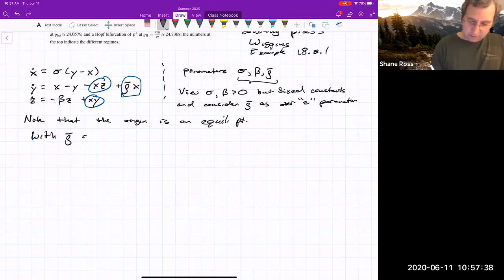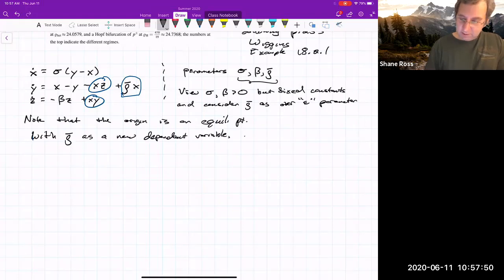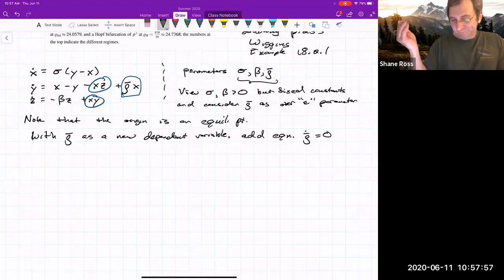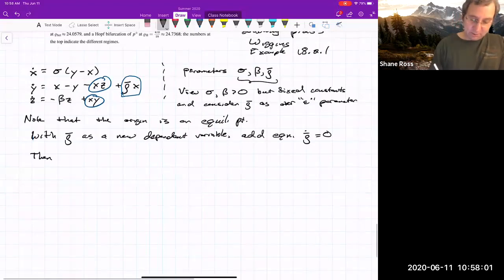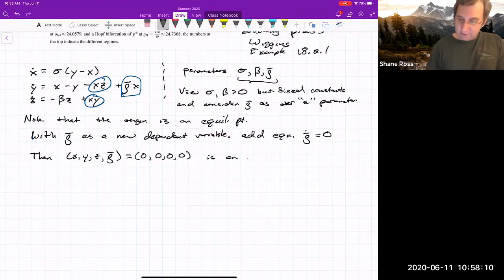So with rho bar as a new dependent variable in the way that we're going to view things, we're going to add the equation rho bar dot equals 0. So it's like we have something that's 4-dimensional, right? So then x, y, z, rho bar, all of them equal 0, is an equilibrium point.